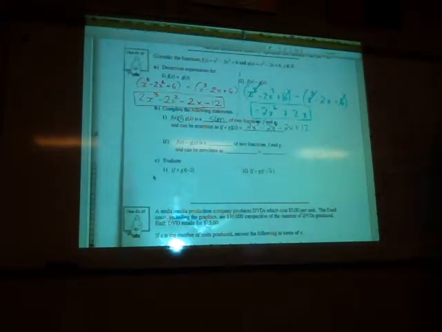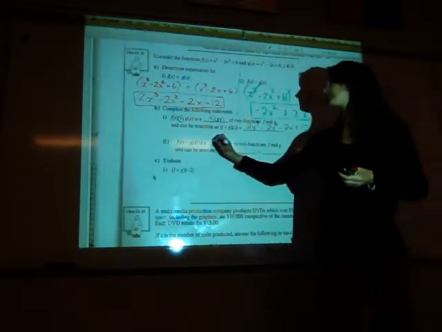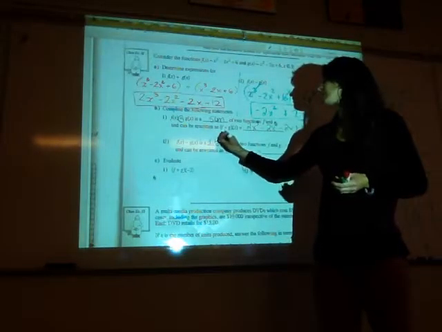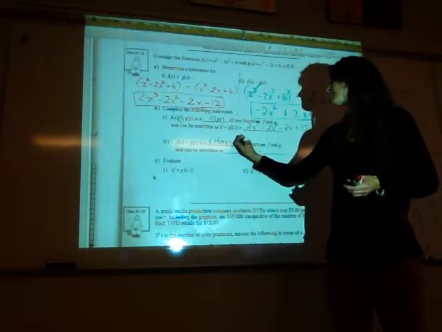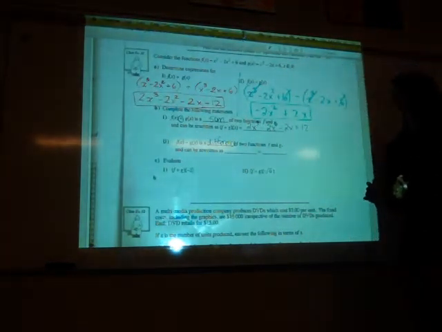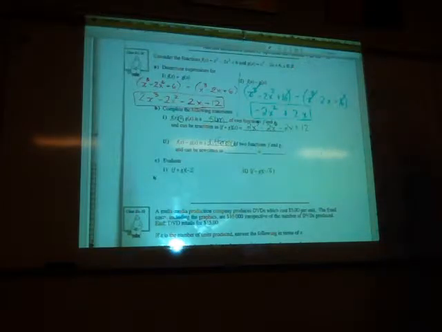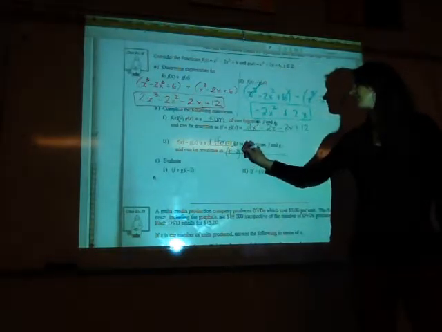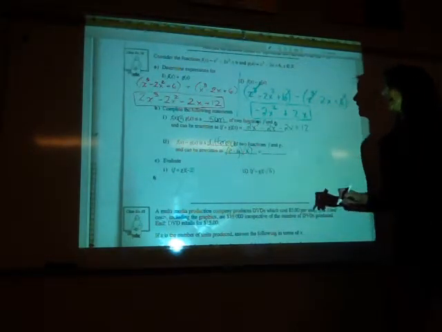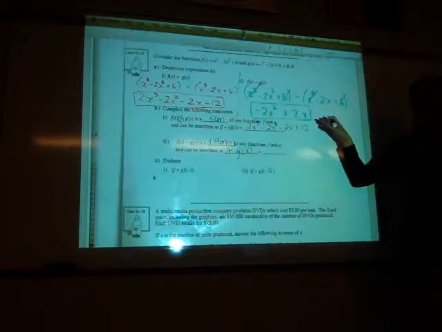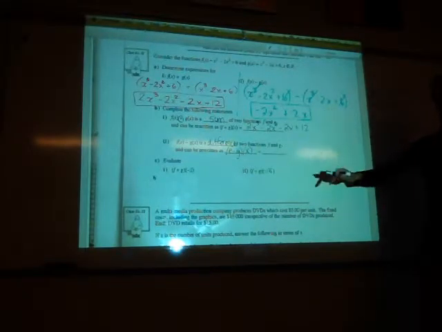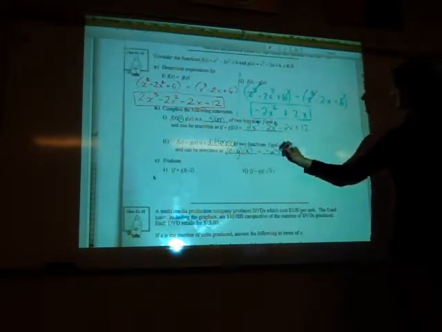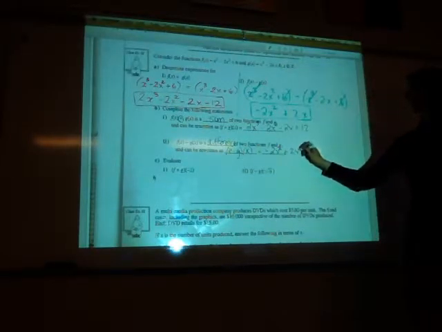For part 2, f of x minus g of x is a difference of two functions. We're subtracting them. And we can write that as, in brackets, f minus g of x, and that equals the function that we found on the right: negative 2x squared plus 2x.